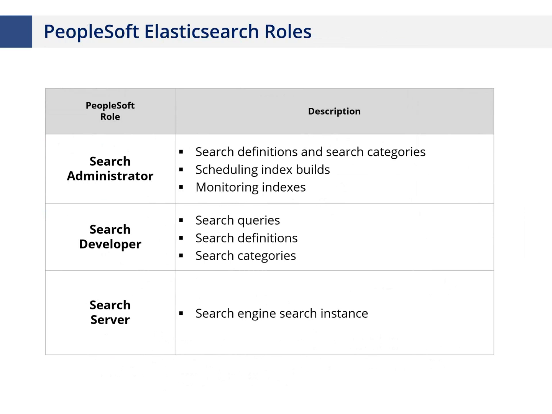So when you're looking at who has what permissions, you need to be looking through the PeopleSoft roles, especially search administrator, which is the big one. Search server provides a little bit more. Search developer provides kind of a middle. It's really search administrator that we focus on mostly, because that's the one that gives you a lot of capabilities within the Elasticsearch environment.